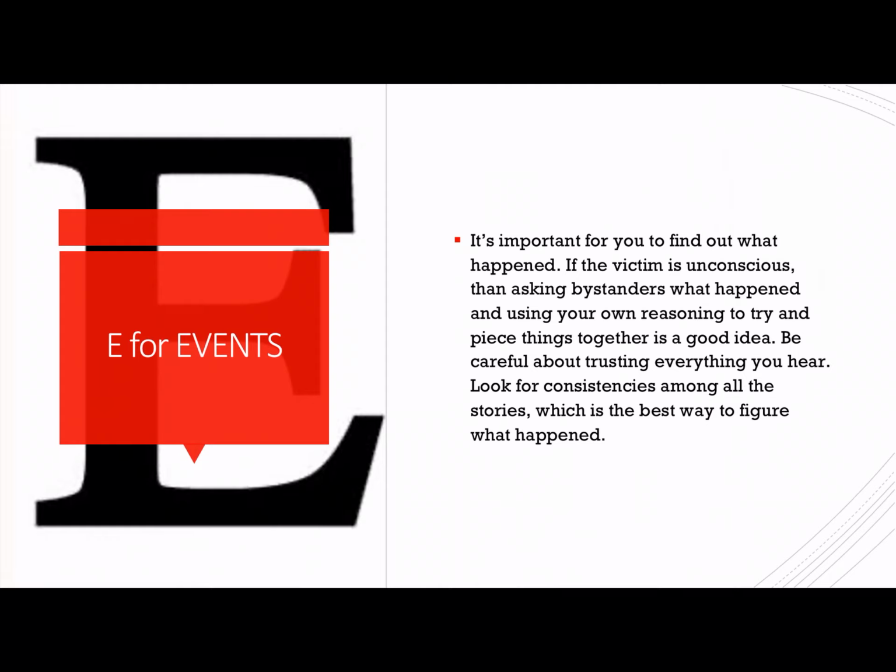E for events. It's important for you to find out what happened. If the victim is unconscious, then asking bystanders what happened and using your own reasoning to try and piece things together is a good idea. Be careful about trusting everything you hear. Look for consistencies among all the stories, which is the best way to figure out what happened.